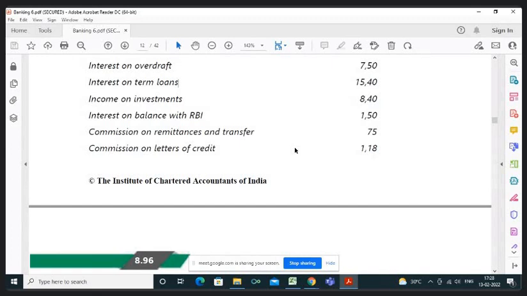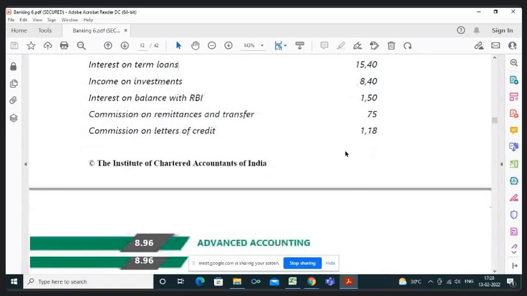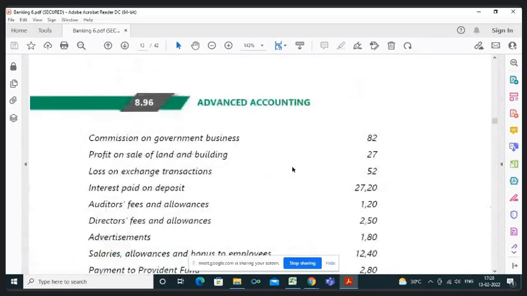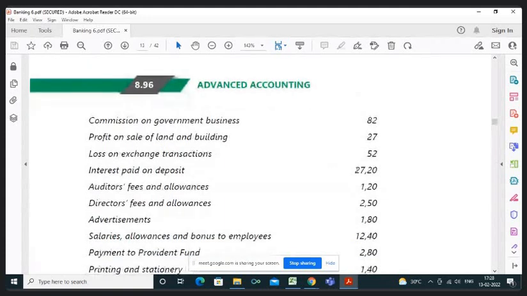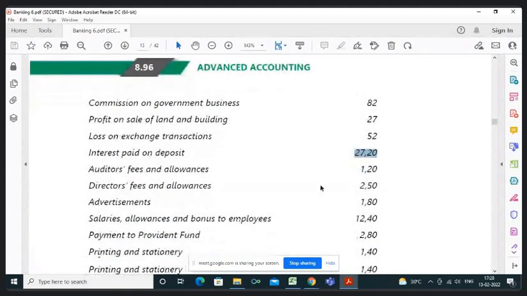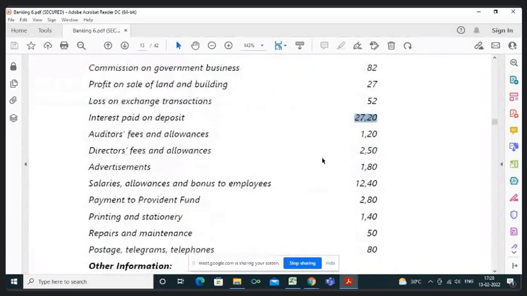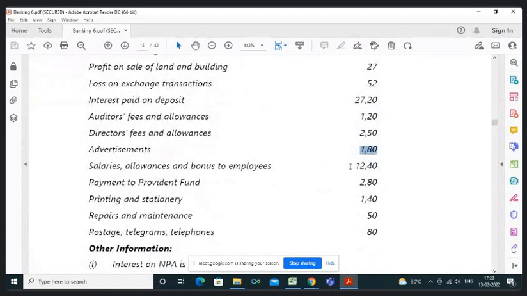and then commission on remittances and transfers 75, commission on letters of credit 118, commission on government business 82, profit on sale of land and building 27, loss on exchange transactions 52, interest paid on deposit 2720, auditors fees and allowance 120, directors fees and allowance 250, advertisement 180, salaries, allowances and bonus to employees 1240, payment to provident fund 280, printing and stationery 140, repairs and maintenance 50, postage, telegram, telephone 80.